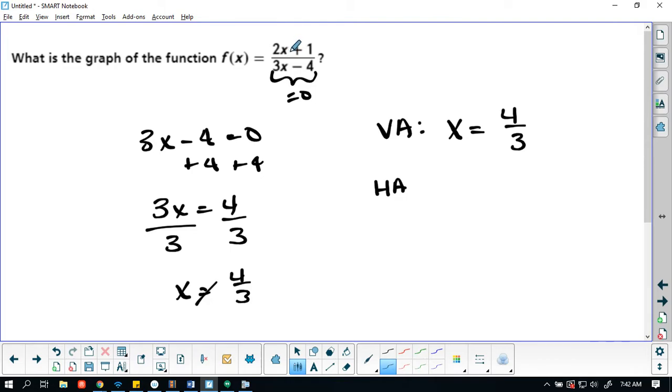The third case is if the degrees are the same. If the degrees are the same, you're supposed to use long division. But as I said in the last video, if you take your coefficients and divide them from each other, you'll get your horizontal asymptote.